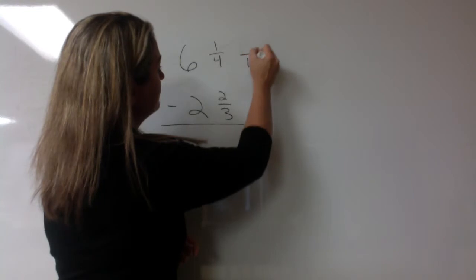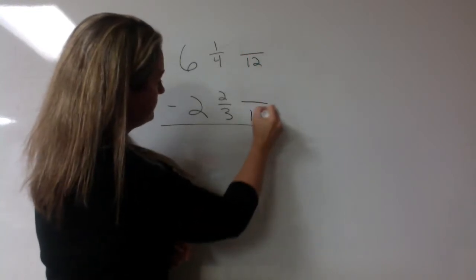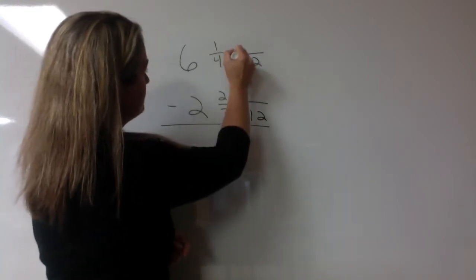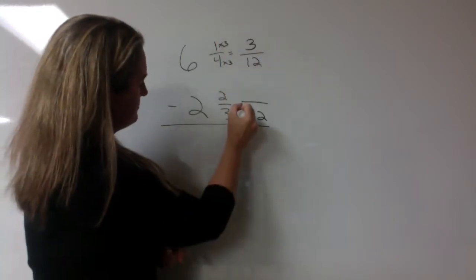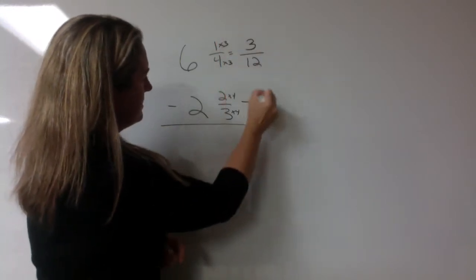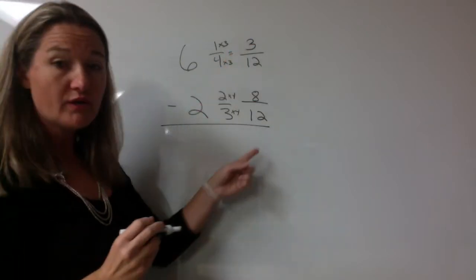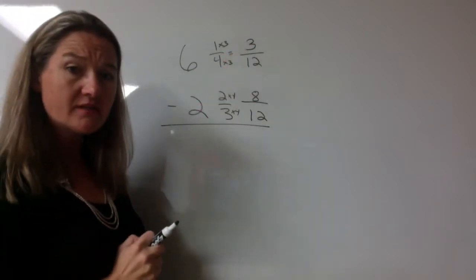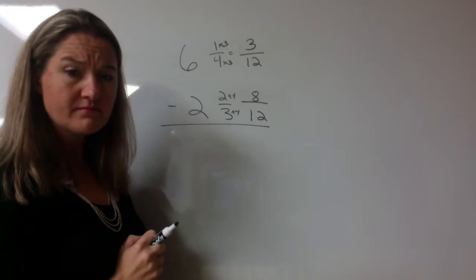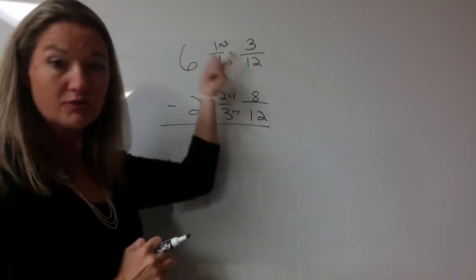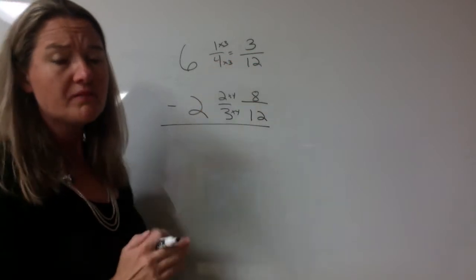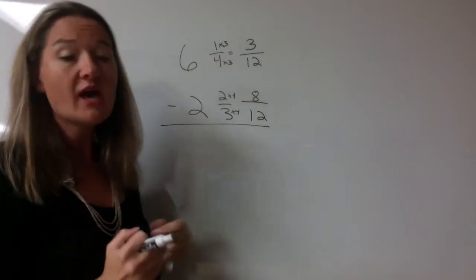So we'll rewrite them off to the side. 4 times 3, 1 times 3. That's the same thing as 3/12. 3 times 4, 2 times 4, 8/12. So now we can go ahead and subtract. But what's my problem? Yeah, I've got to take 8/12 away from 3/12. There's not enough. So in this instance, we have to regroup.